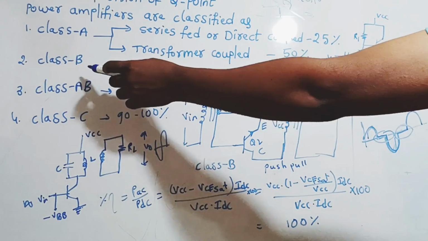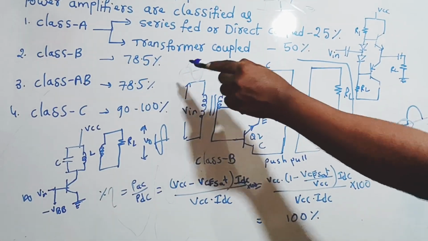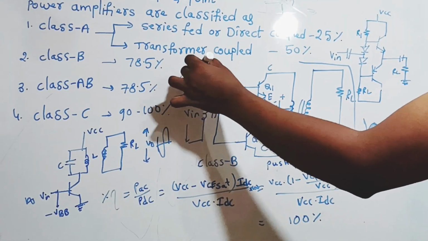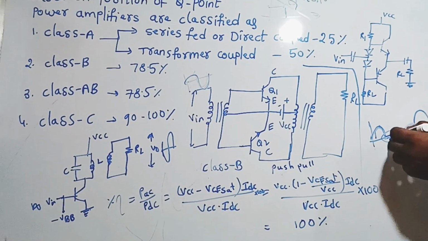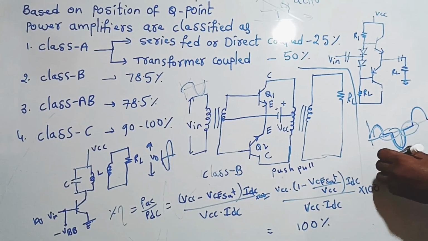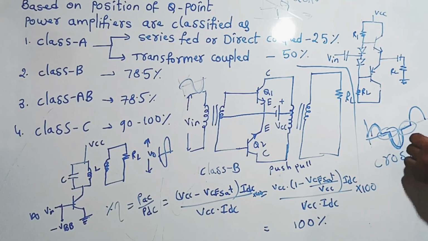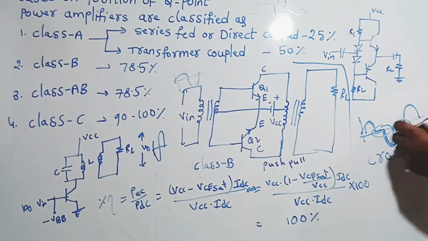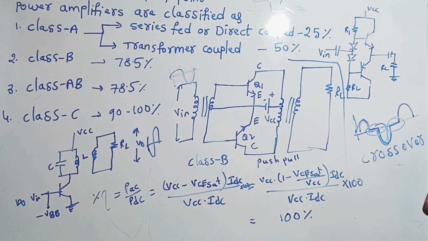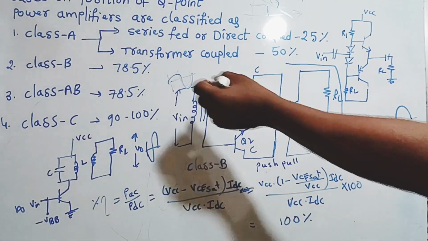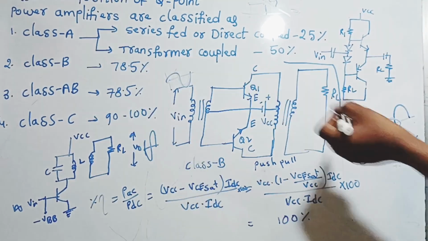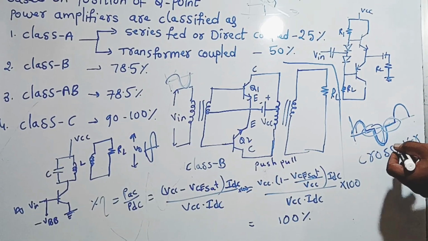So in class A power amplifier, we are giving smooth sine signal. We are getting output, but there is some distortion in the output. That is called crossover distortion. This is not a pure smooth sine signal. This is the drawback in class B power amplifier. It is giving 78.5% efficiency, but the output is not a pure sine signal.